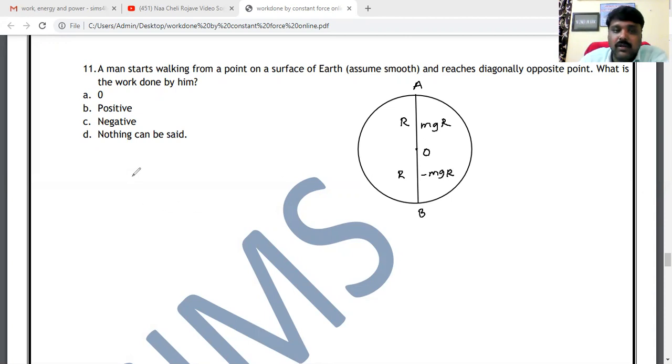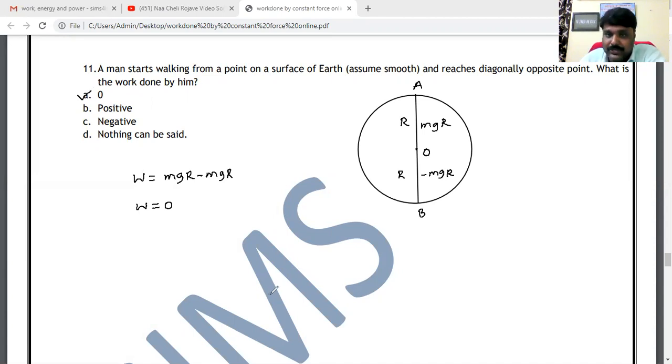Now, what is the total work done over here by the man? mgR minus mgR, W equals 0. Hence, there is no use for a man walking from the surface of the earth from a point to the diagonally opposite end according to physics. But what happens if we walk originally? Just imagine. And here our option is A.